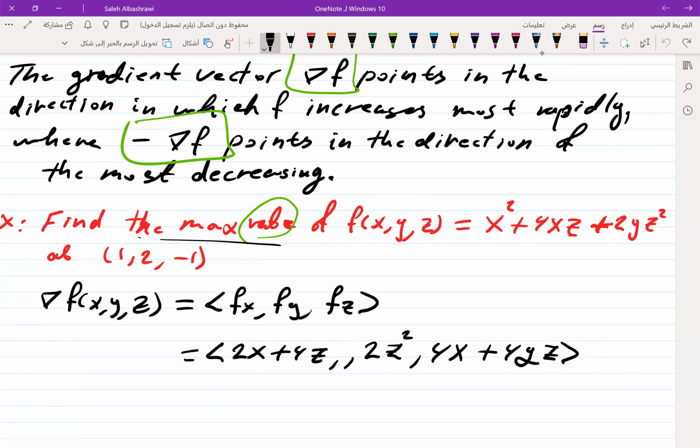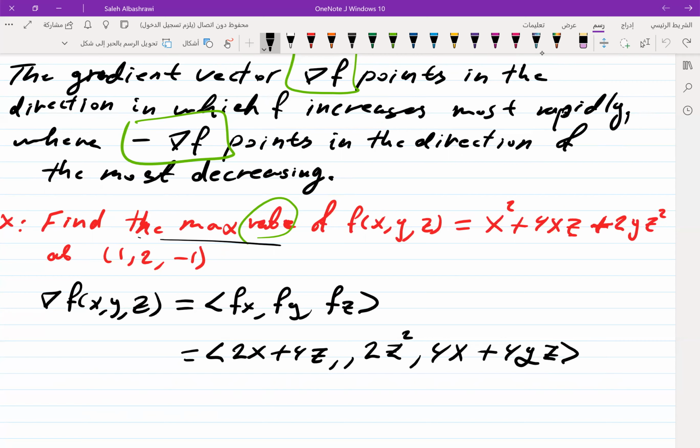So we differentiate the function with respect to x, that will give me 2x plus 4z. Differentiate with respect to y, I will have 2z squared. Consider the other variables as constant. Now for the derivative with respect to z, I will consider x and y as constant, and then find the derivative, that will give me 4x plus 4yz.